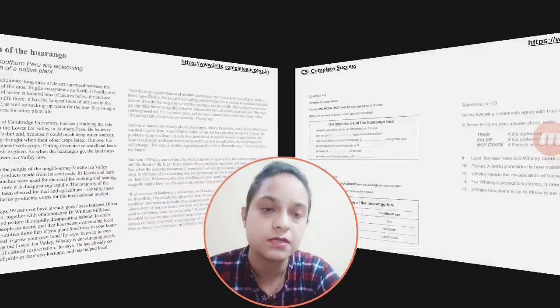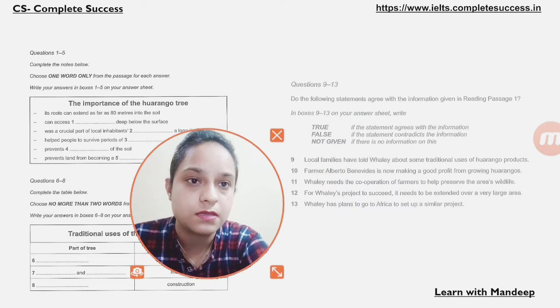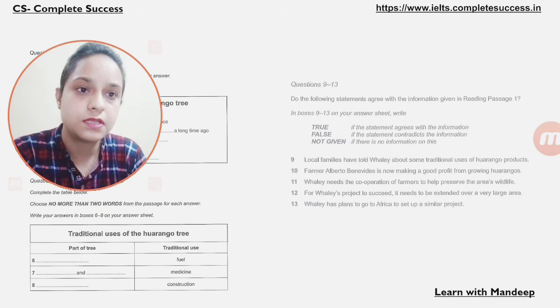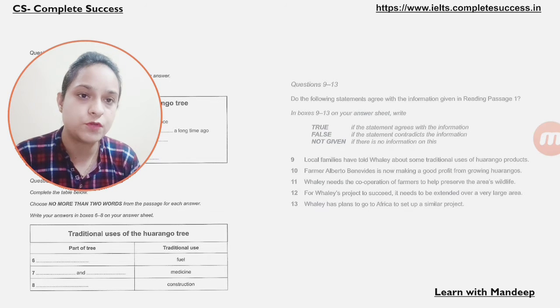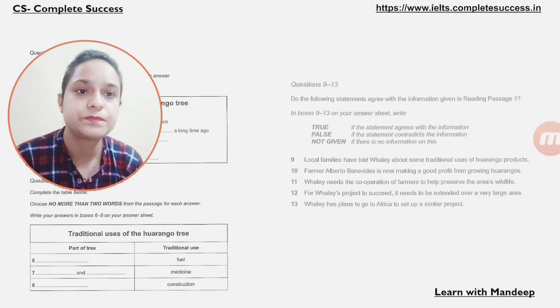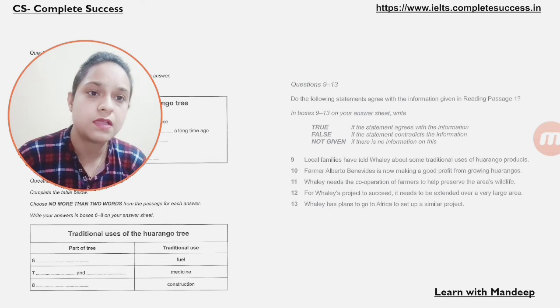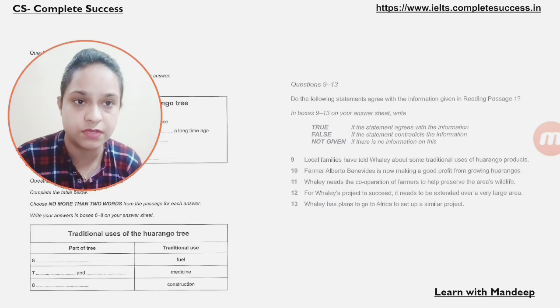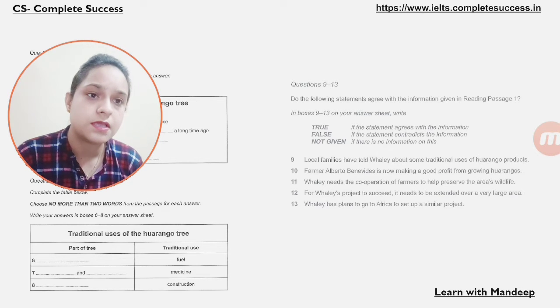But here is the ninth question. Firstly, what you have to do is read the questions. Here you can underline the keywords as well. Like: the local families have told Valley about some traditional uses of Hiringa products. Here obviously Valley has been mentioned and the traditional uses of Hiringa products have been mentioned.